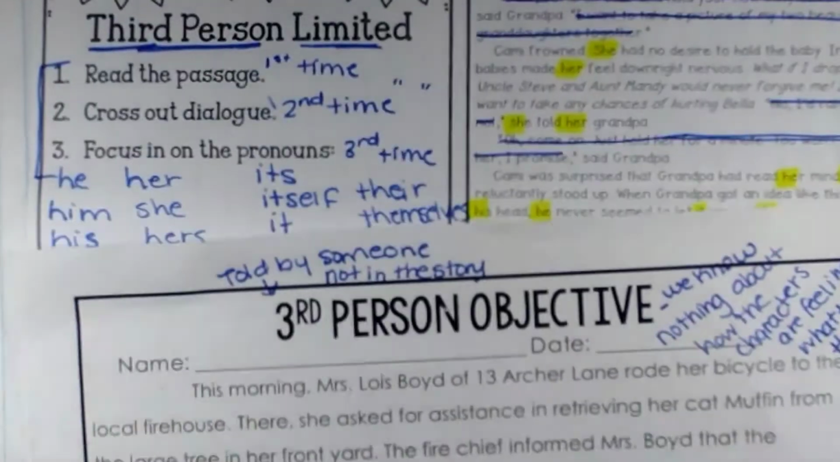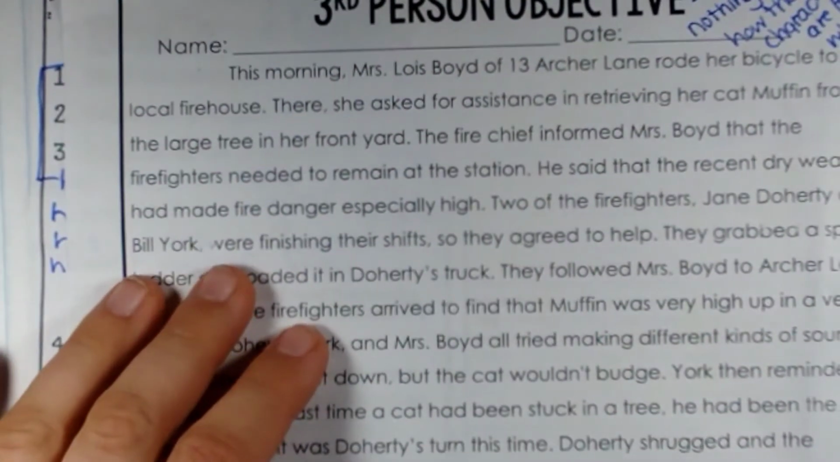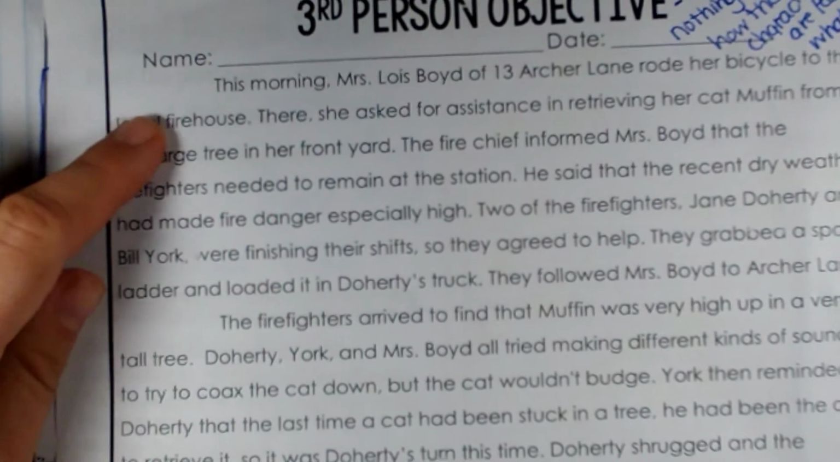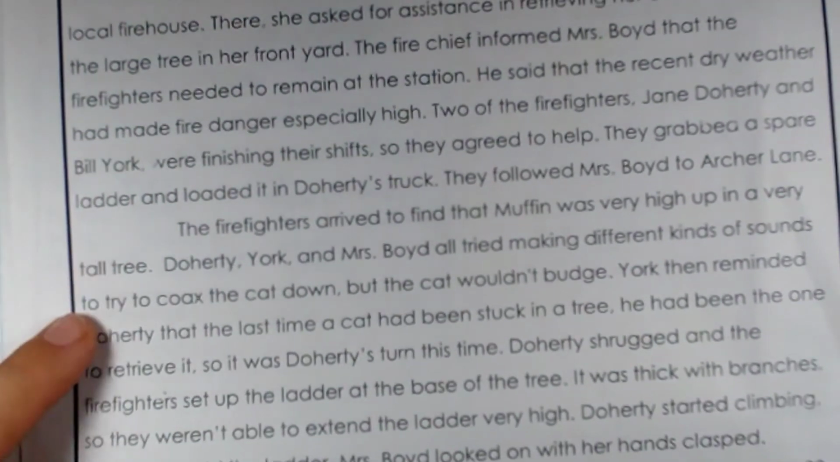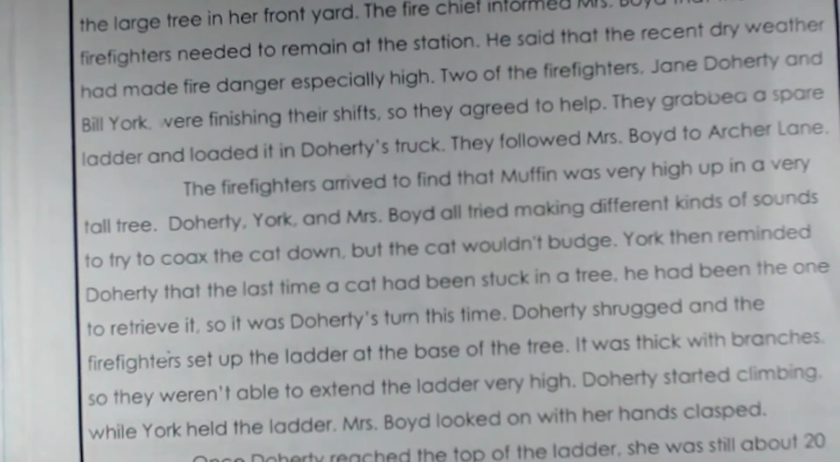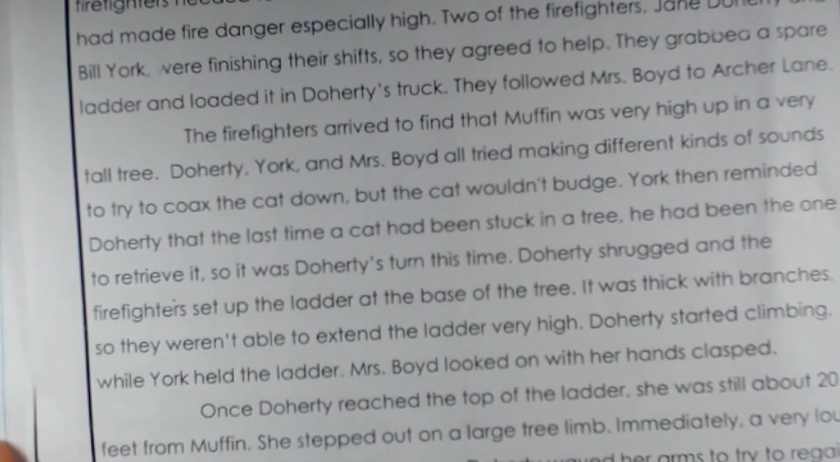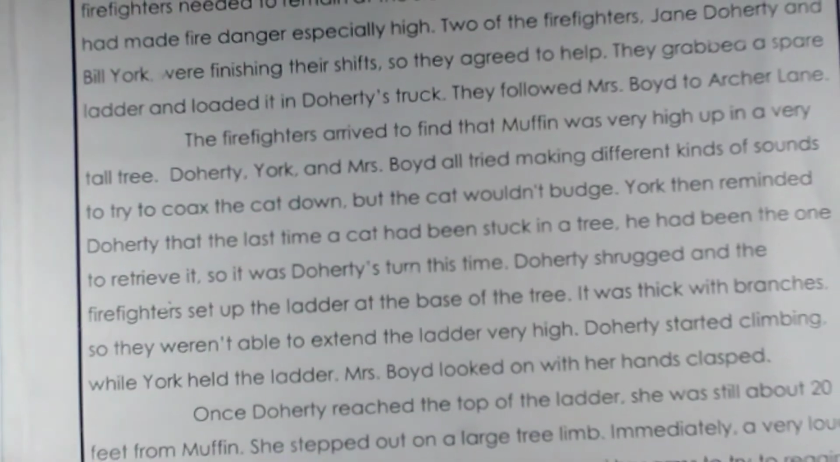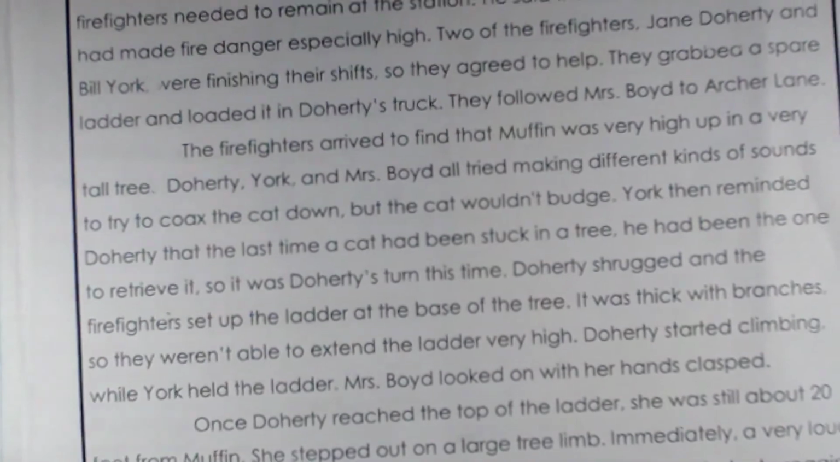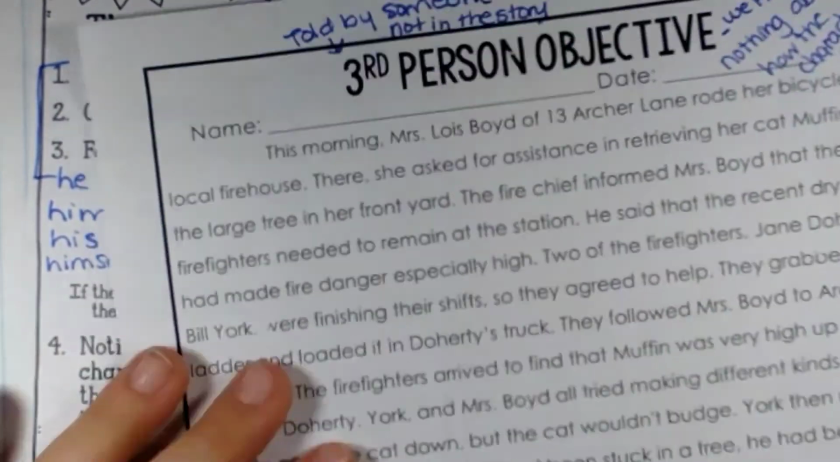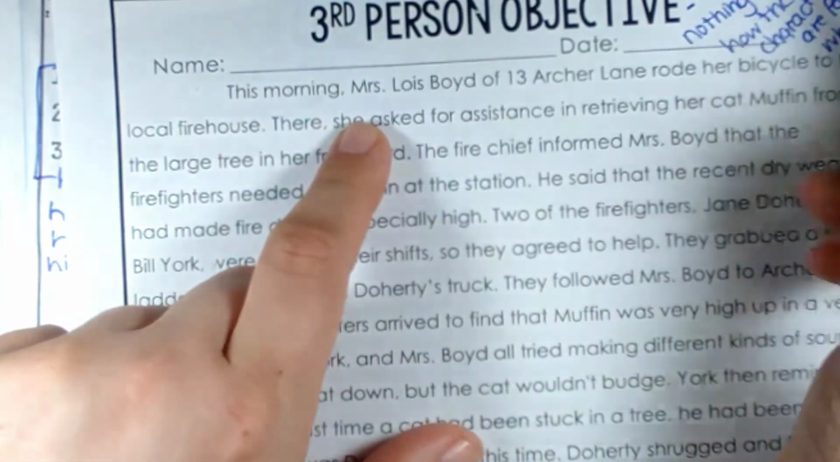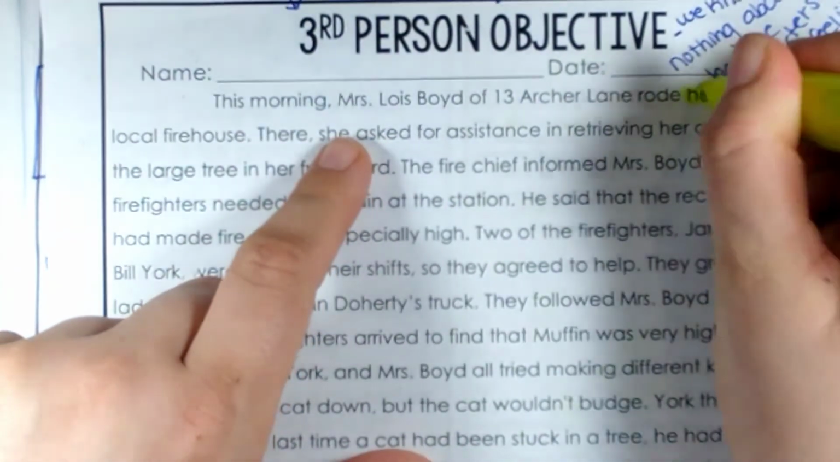So I'm going to do the second step, which is cross out the dialogue. Right now, if I go down here, the only dialogue is right there, okay? Everything else is just saying this person said that, this person told her that, this person asked. There's no actual direct dialogue. It's just kind of putting it in a paraphrase. So now we're going to focus on the pronouns, okay? We're not looking at names. Those are going to confuse.